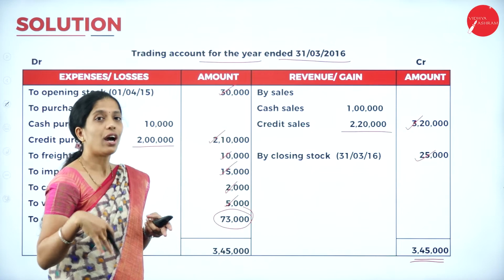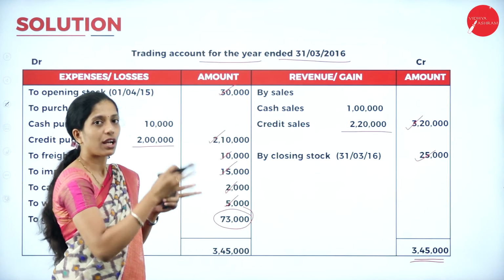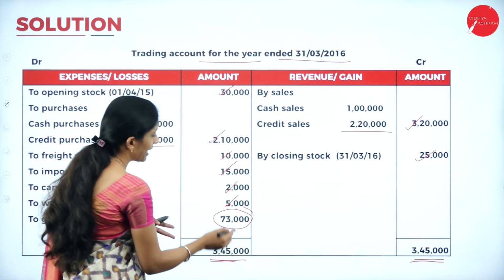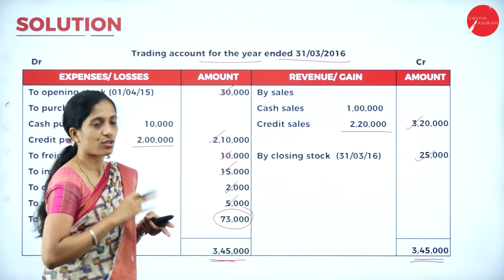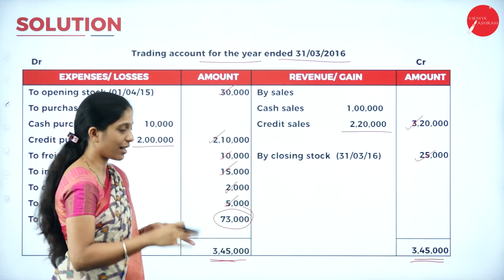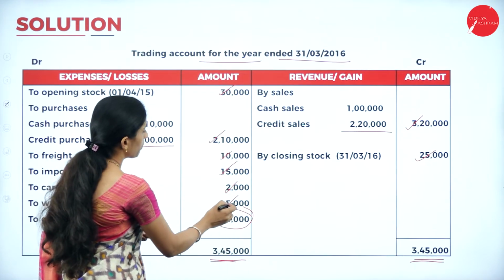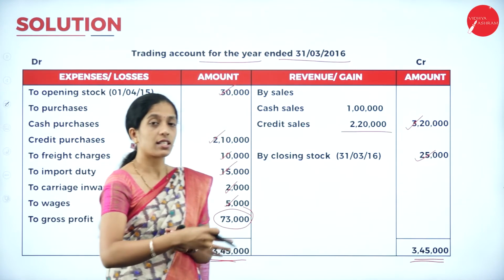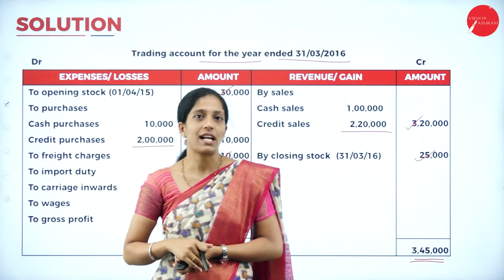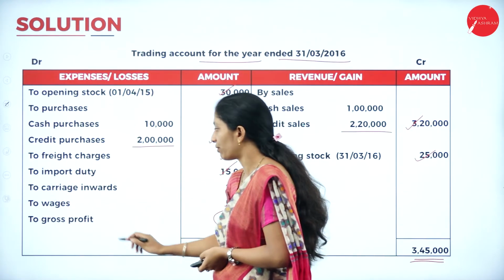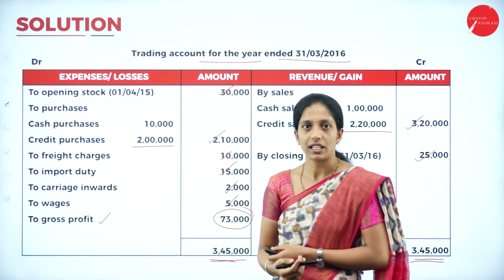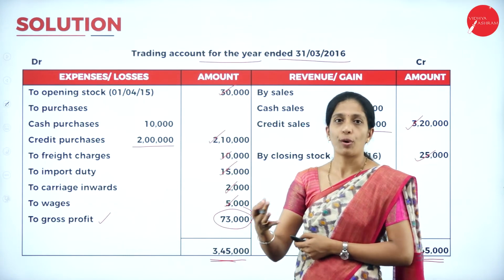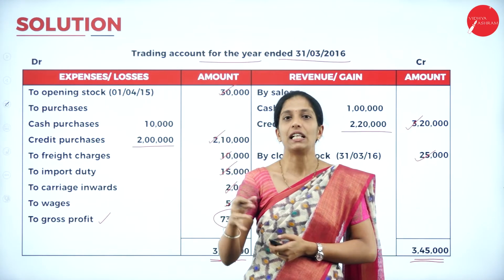As I told you, how do you have to balance? You have to count both the sides. Which one is greater? You will write both sides minus the smaller amount, so you will get the balancing figure. That is 3,45,000 minus all these, you will get 73,000. Now since credit side is more than debit side, it is gross profit. So to gross profit carried down, this would be the balancing figure. Hope it is very easy if you solve individually.